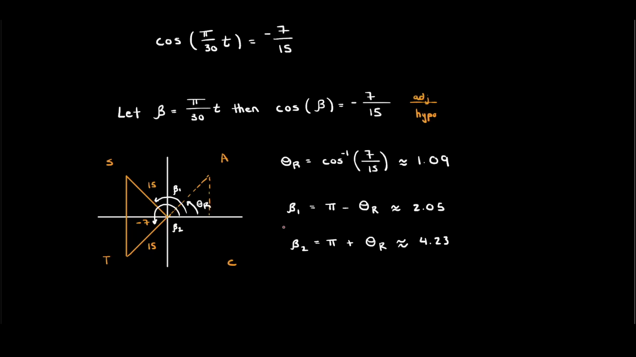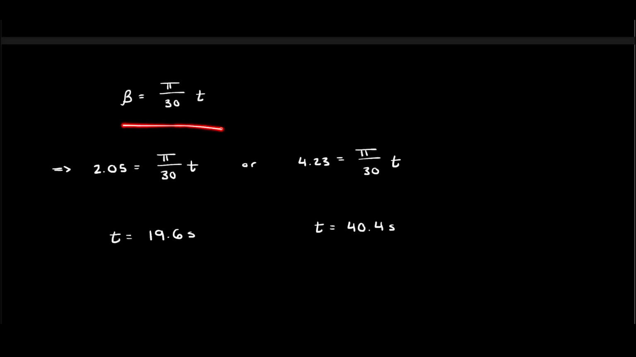Great, so now we have found beta 1 and beta 2. However, we are actually looking for t. And so now what we're going to do is undo the substitution. We are going to replace 2.05 here and we'll replace 4.23 here and solve for t, and then that will complete the problem. Let's go back to this equation. We found the values of beta, right? But we're not after beta, we're after t.